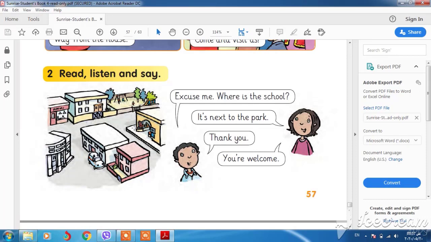Excuse me, where's the school? The school is next to the park, or you can say the school is between the park and the mini market.